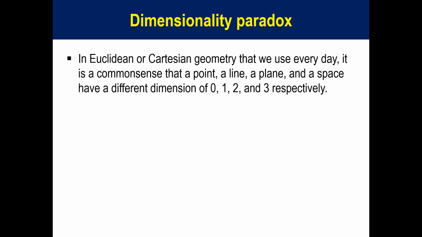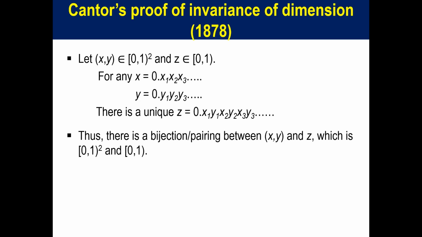Another very counterintuitive paradox is the dimensionality paradox. In Euclidean or Cartesian geometry that we use every day, it is common sense that a point, a line, a plane, and a space have different dimensions of 0, 1, 2, and 3 respectively.